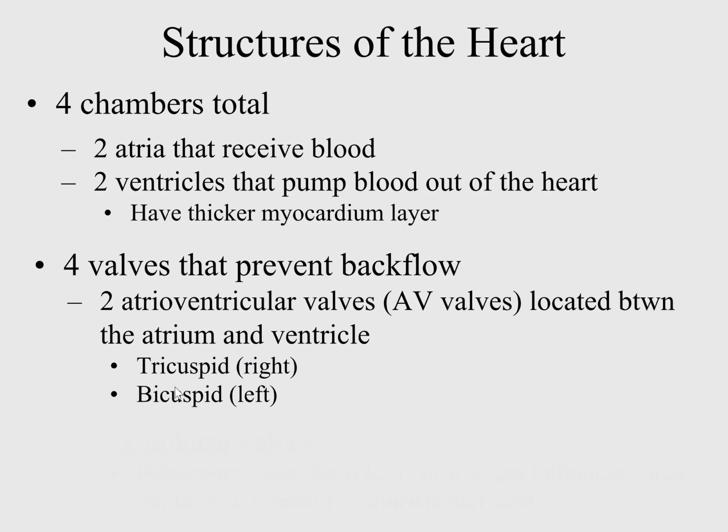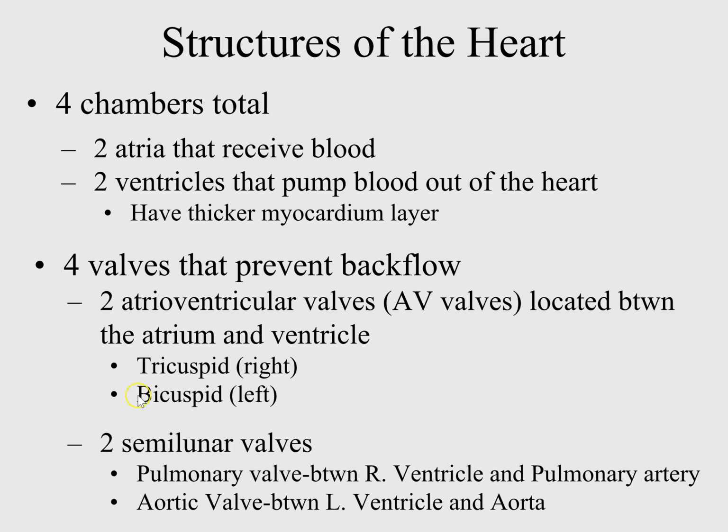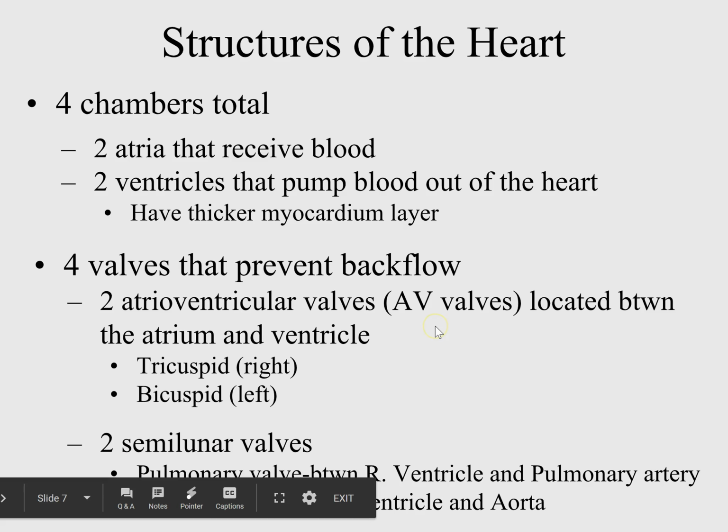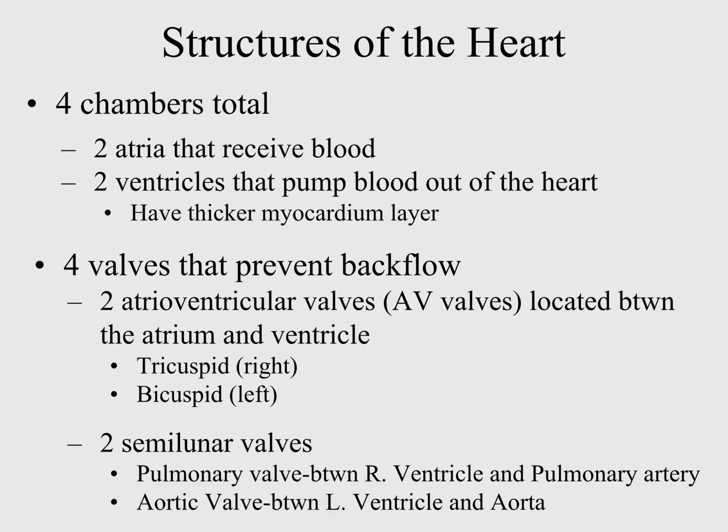So tri is right. And then you have 2 semilunar valves. These valves are going to be between the ventricles and whatever vessel is going to carry the blood out of the heart. And so the pulmonary valve is on the right side because it's going to be pumped into the lungs. So pulmo is lung. And then you have the aortic valve, which is between the left ventricle and the aorta.